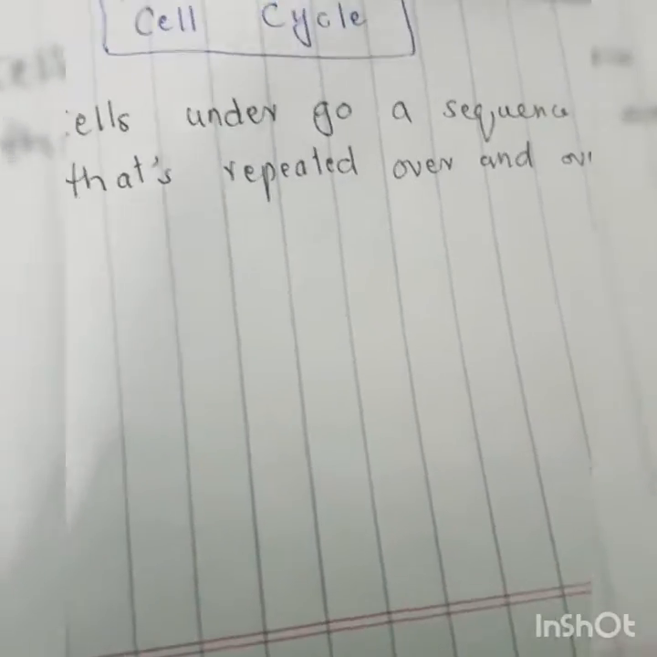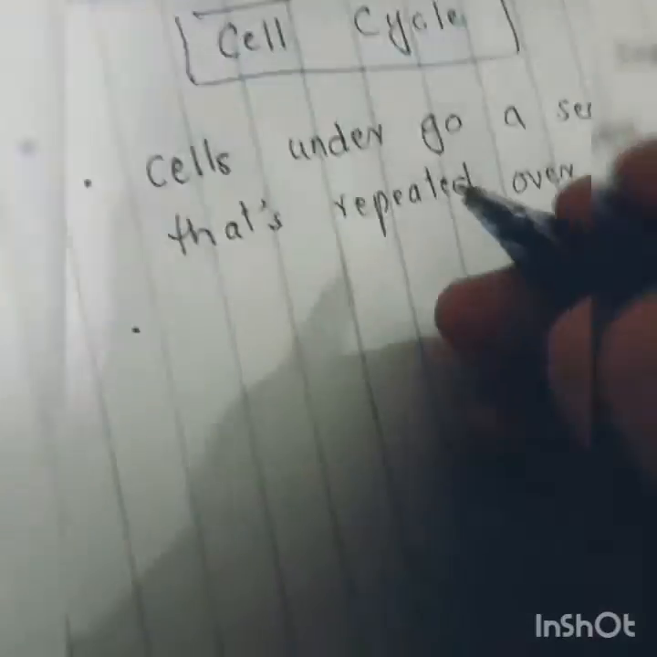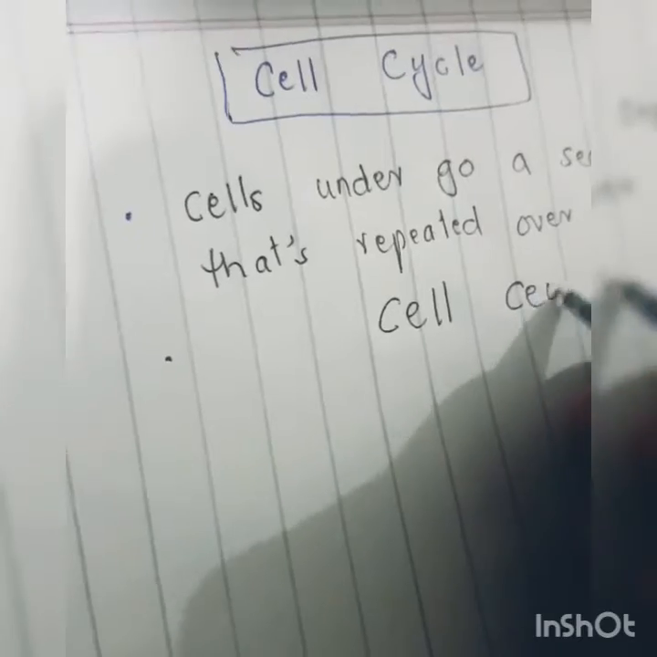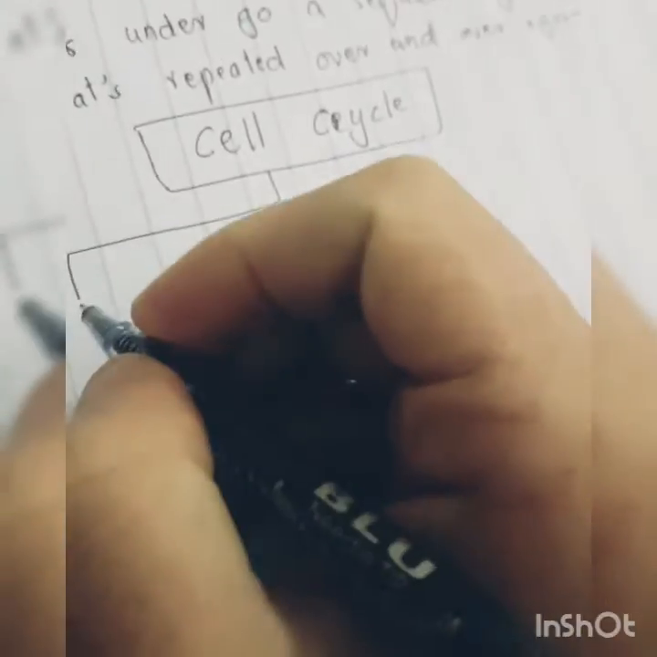Why do we need cell cycle? Because the old cells may be too old, worn out, and also maybe due to some cell damage or injury, we need the cell cycle process because it's the renovation of the cell. Cell cycle is divided into two basic parts. One is M phase. The second one is interphase.